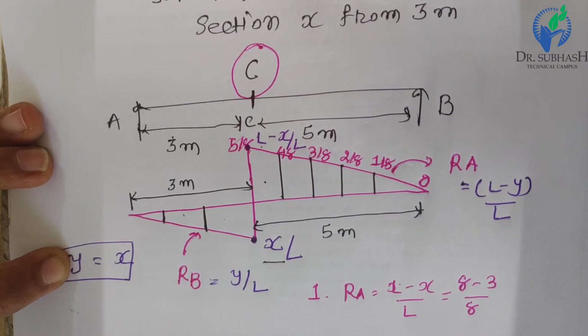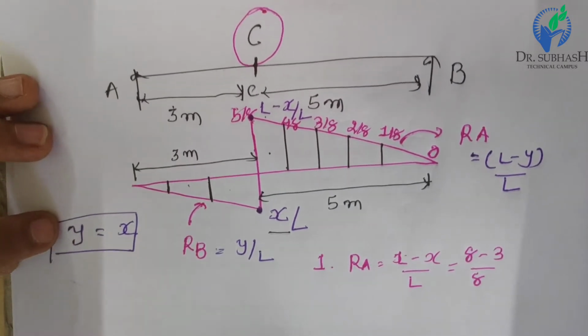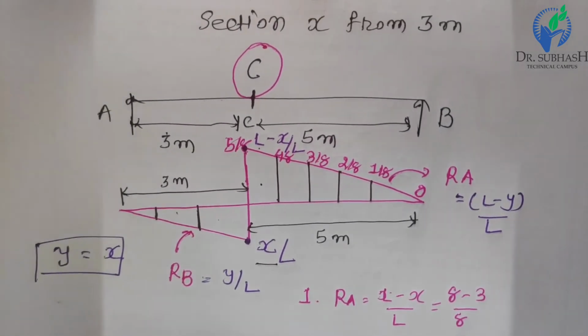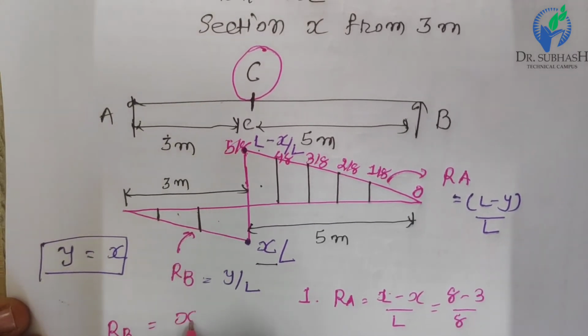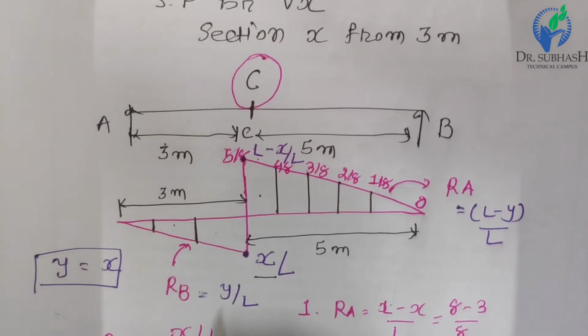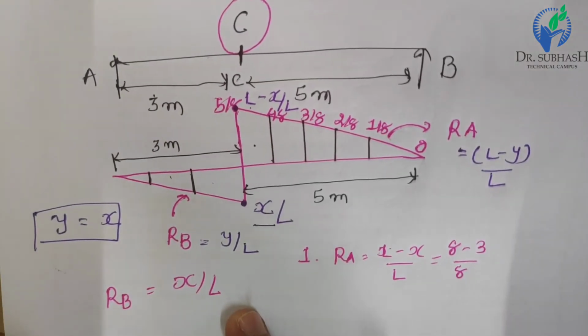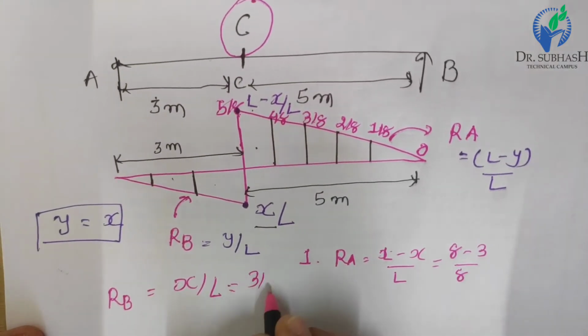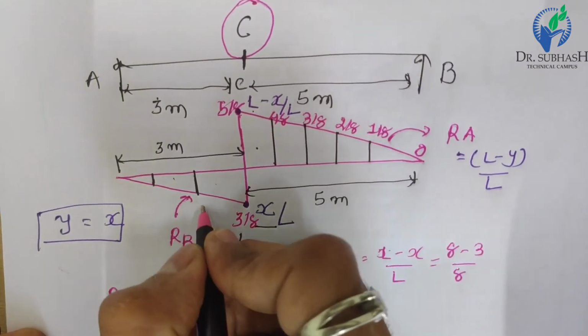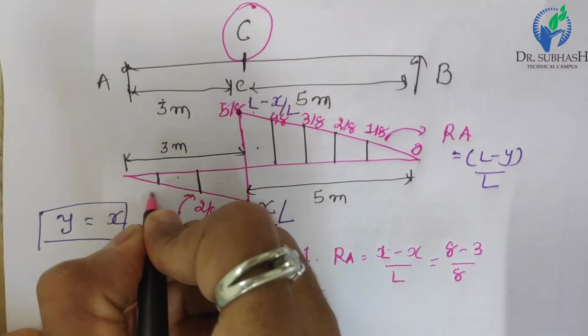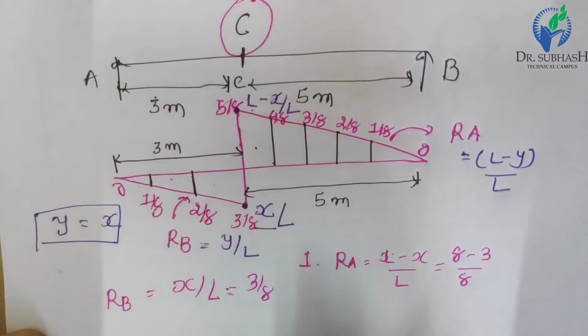So the RA point we have to calculate. Now in the same way we have to calculate from RB. So what should be the equation of RB? X by L. Put the value of X, which is 3 meter. So 3 by 8. So the first point we found is 3 by 8. Then next 2 by 8, 1 by 8 and 0.